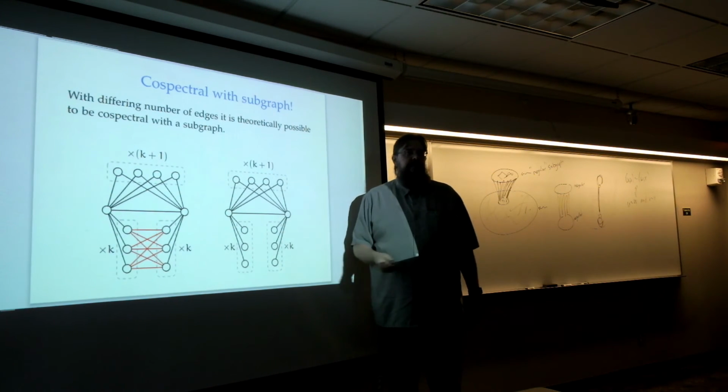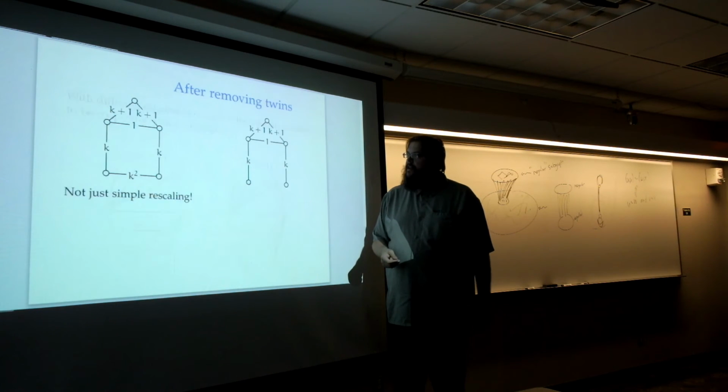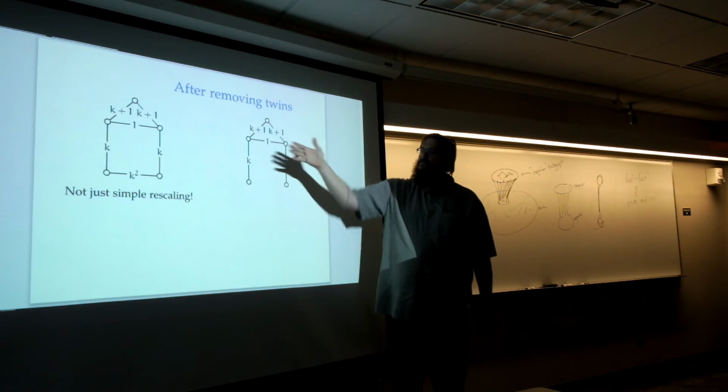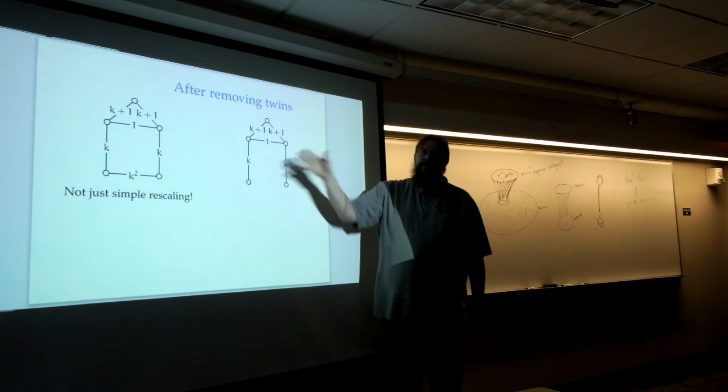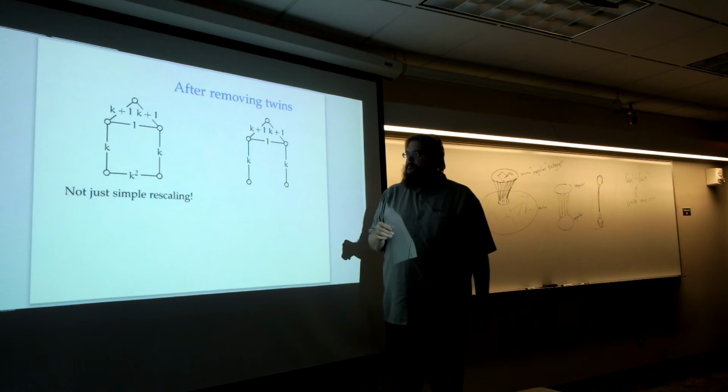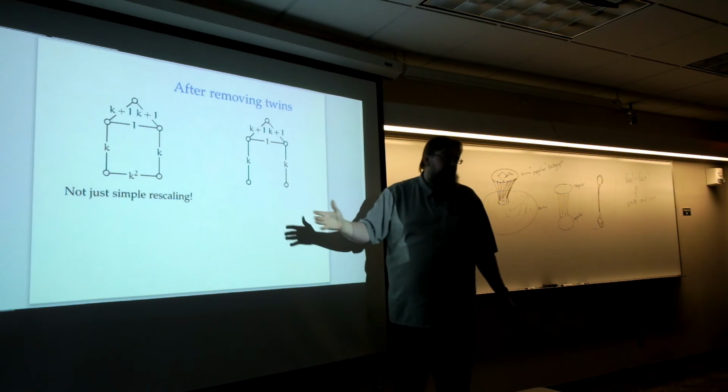I've already grouped them very conveniently. So we collapse. And if we collapse, they collapse down to these two graphs here. And you might notice these are not just rescaled versions of one another. So what do I do now?